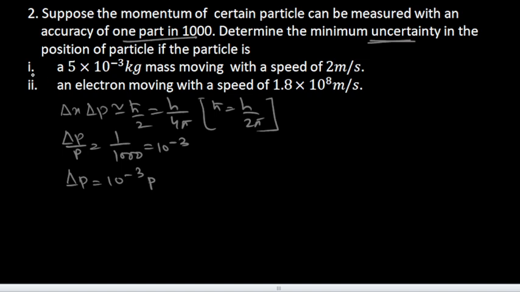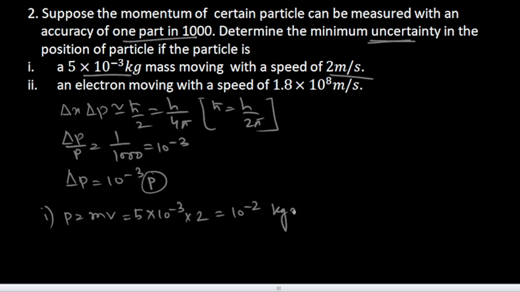Now let's see the first part of the problem. We have mass and velocity, so we can easily find this p out. Number one, we have p equal to mv. So 5 into 10 to the power minus 3 into 2 gives us 10 to the power minus 2 kg meter per second.